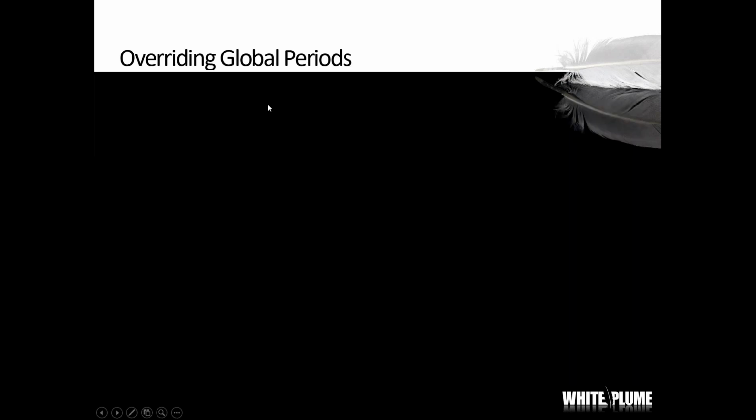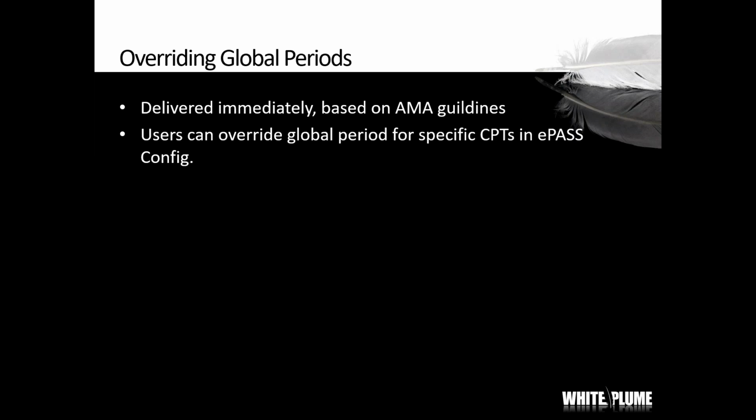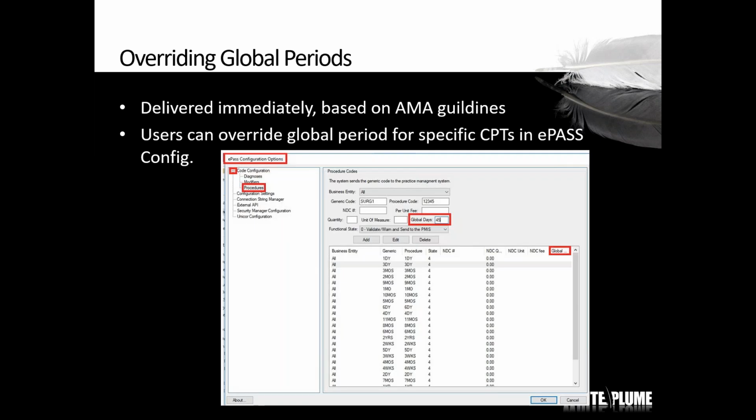Okay. As I mentioned earlier, Plume delivers the global periods per AMA guidelines. You may wish to use a different global period than the one specified. You may wish to add other CPTs to the global date. This is done in EPAS configuration. Again, this is just for overriding the global dates provided by AMA.